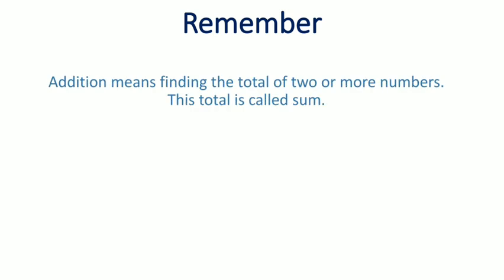Remember students, addition means finding the total of two or more numbers. This total is called sum. So students, 5 plus 7 is equal to 12. When we get the answer of the total, that is called the sum of the numbers.